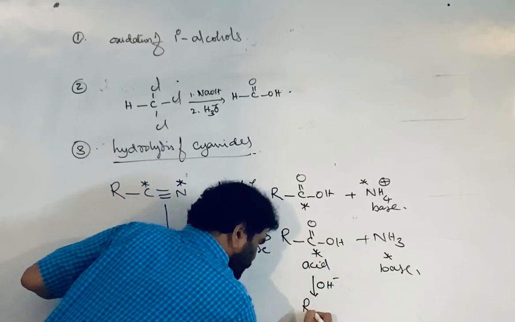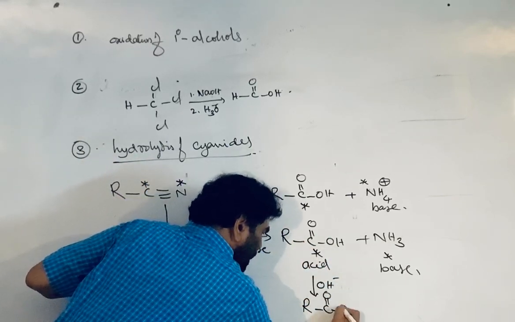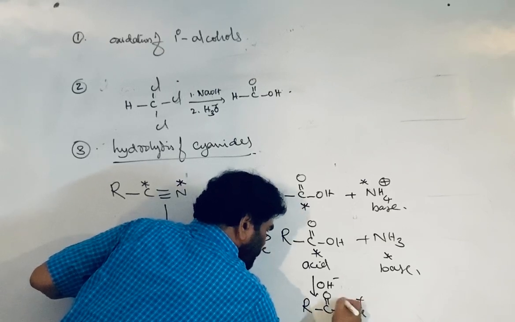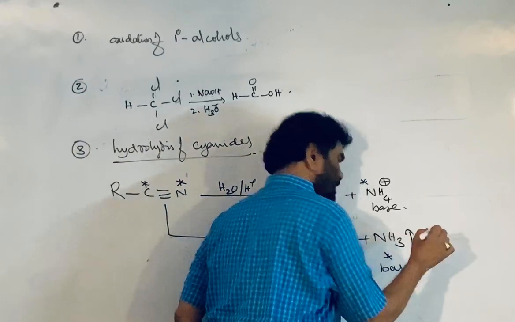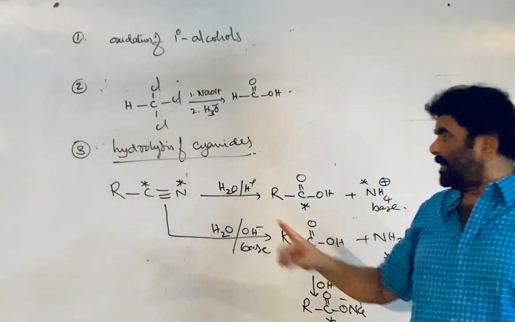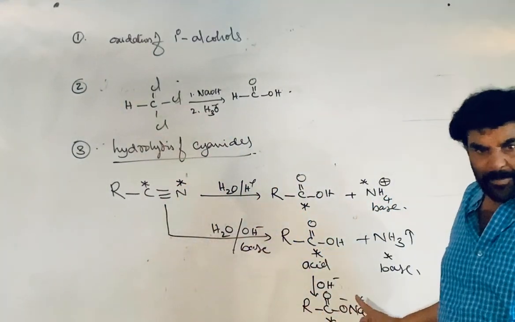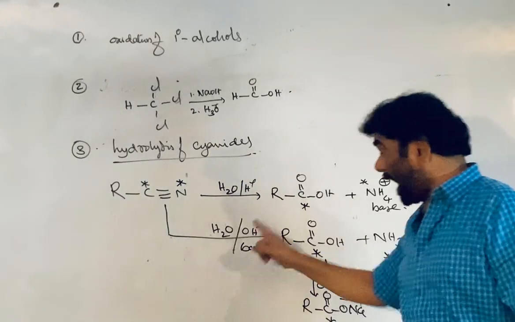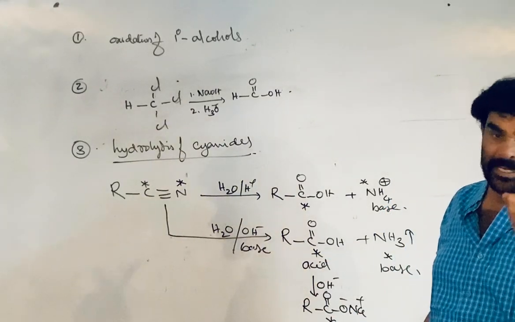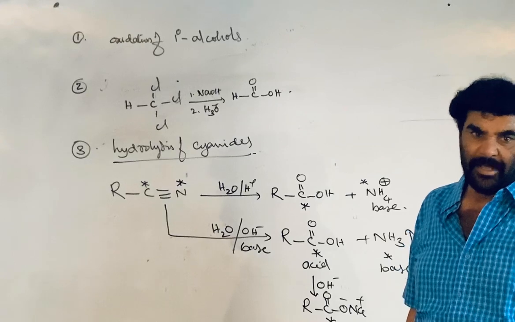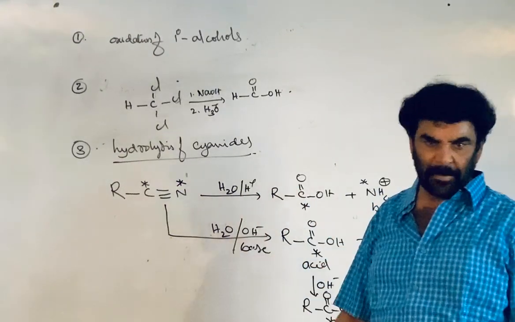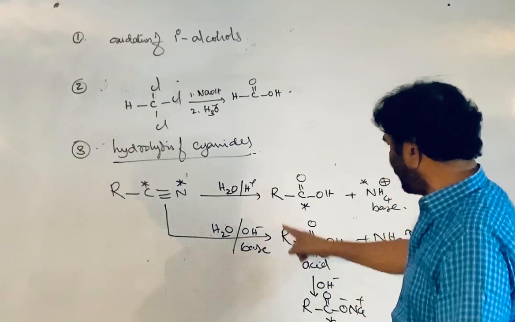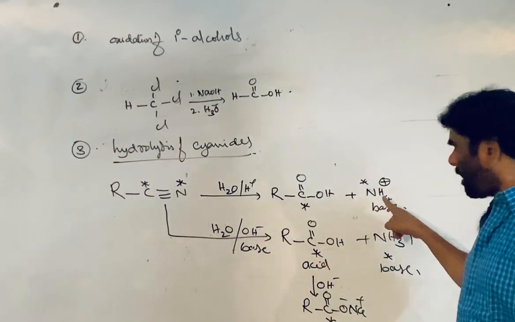Base has no reaction with ammonia, so ammonia remains ammonia, but the carboxylic acid reacts simultaneously with the base in basic medium, so the sodium salt of the carboxylic acid is produced. Now ammonia is liberated. Remember, cyanide hydrolysis liberates ammonia when the hydrolysis is carried out in basic medium. If the hydrolysis of the cyanide is carried out in acid medium in the presence of HCl or H2SO4, ammonia is not liberated.